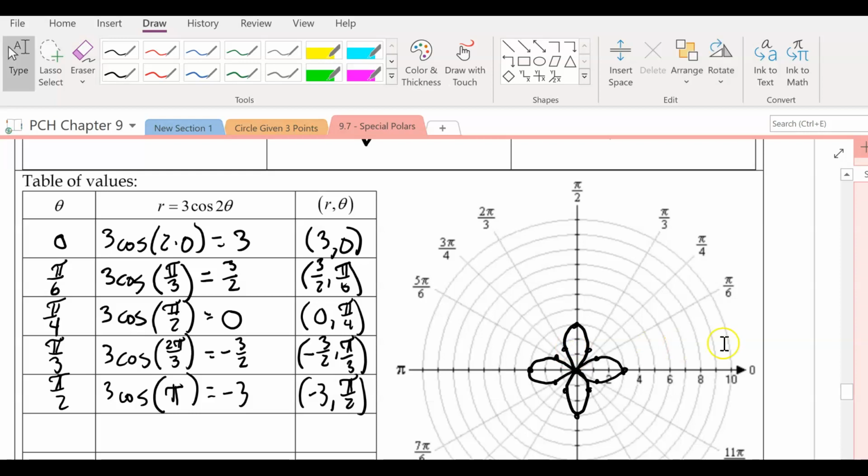All right, so again, once you know what the shape is and you know what kind of symmetry it has, it makes it a lot easier to graph these.